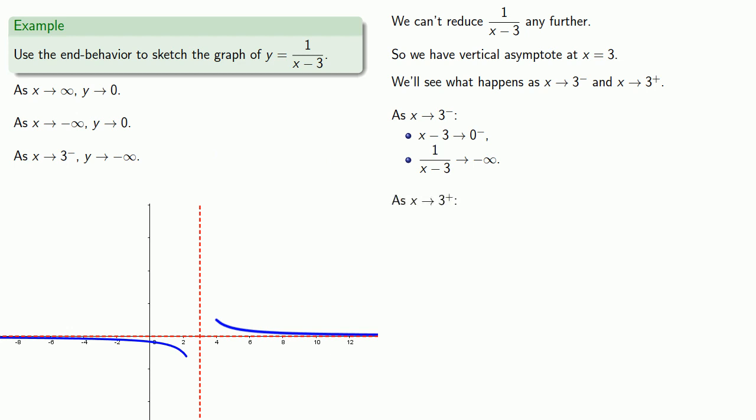As x gets close to 3 but stays slightly more, x minus 3 will be slightly more than 0, and 1 over x minus 3 will go to positive infinity. Again, that's because we're dividing 1 by a small positive number, and we should get a large positive number as the result. And again, equals means replaceable, and if it's not written down, it didn't happen. As x gets close to 3 from above, y goes to infinity.